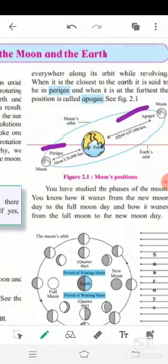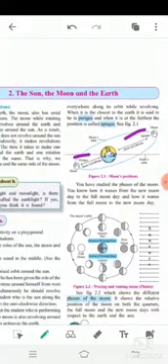Okay, now you have studied the phases of the moon. You know how it waxes from the new moon day to the full moon day, and how it wanes from the full moon to the new moon day. The diagram is given here. Okay, the moon's orbit, and these are called the sun rays. All are the sun rays.